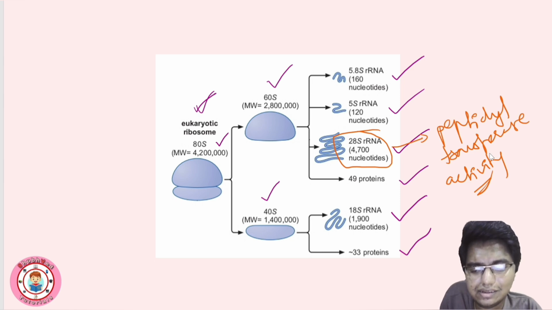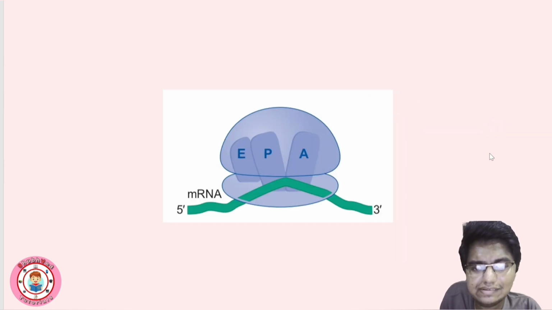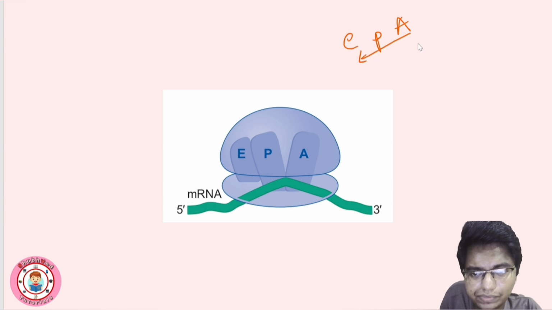The next is the binding sites. Okay, so this is the site APE. We have to remember the sequence like this. APE. Spelling is ape. Okay, I will show with the comma. APE, ape. But we have to invert this. APE. Okay, so these are the three binding sites for tRNA.